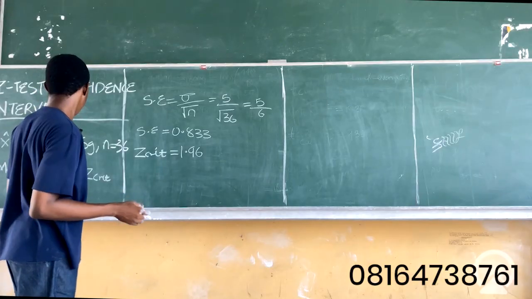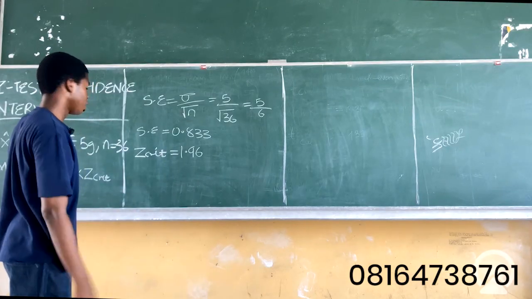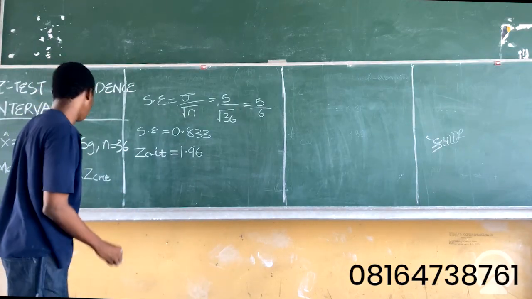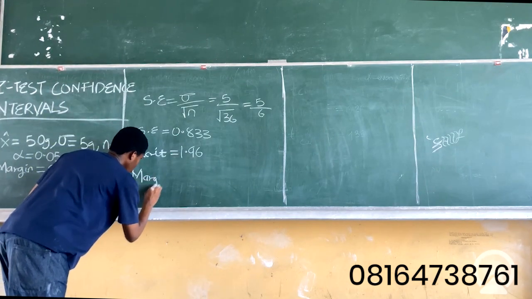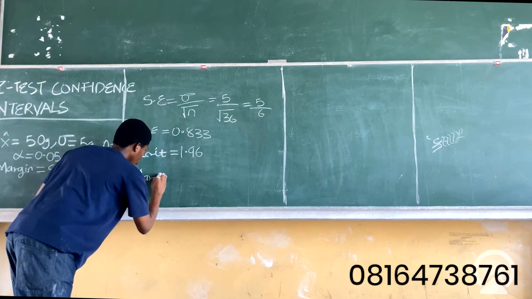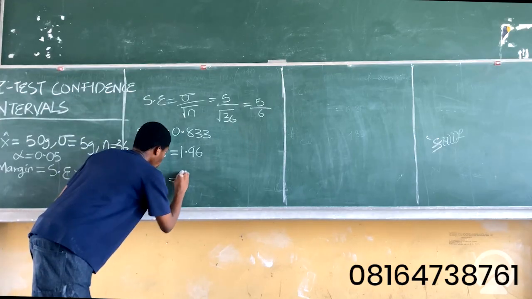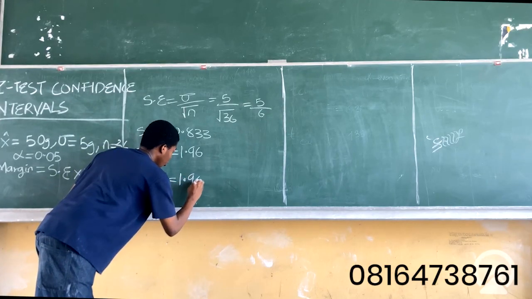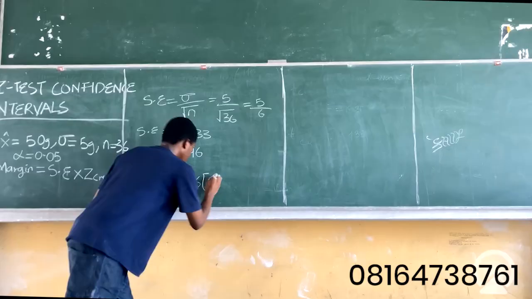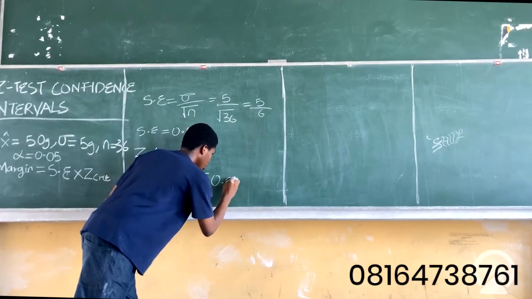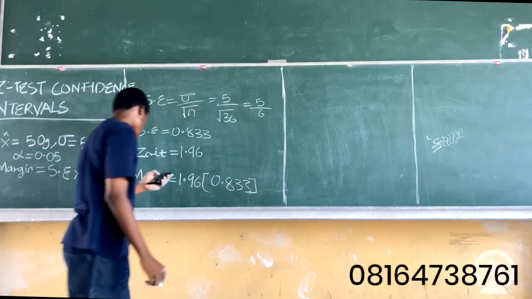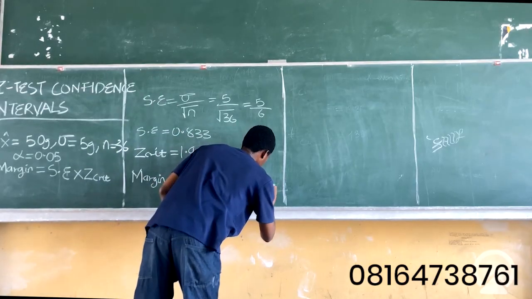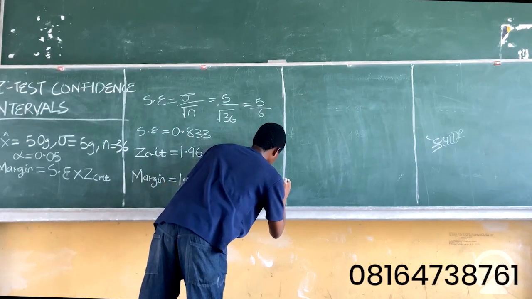So now we are going to be multiplying the standard error by the Z critical to get the margin. So the margin now is 1.96 multiplied by 0.833. So we are presented with the answer as 1.63 grams.